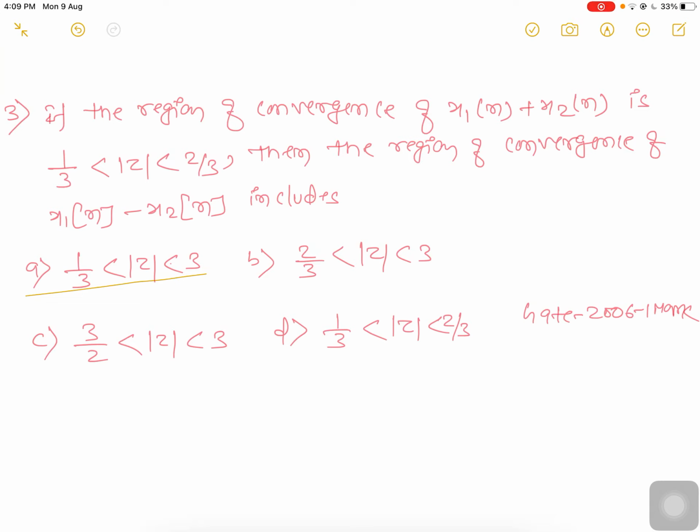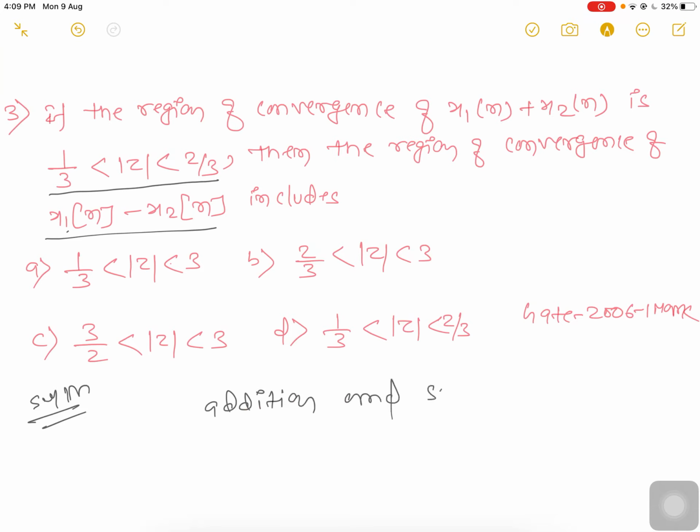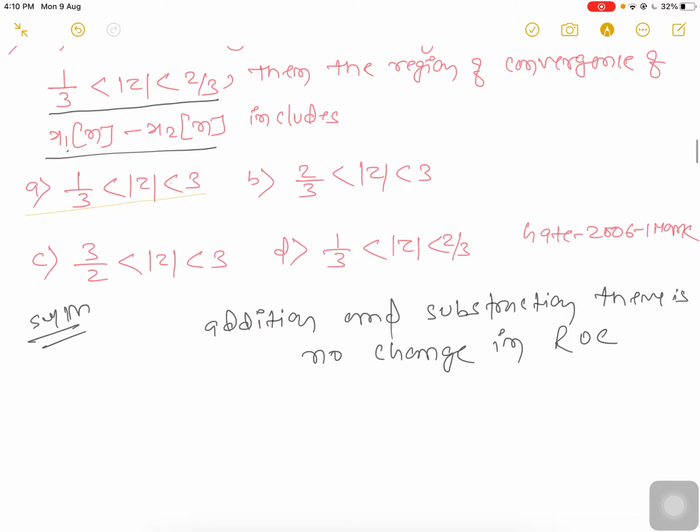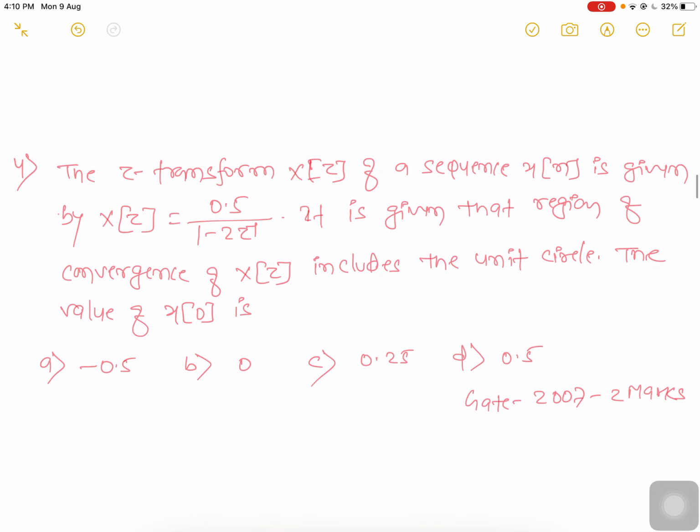Now the next question. If the region of convergence of x1[n] plus x2[n] is given as 1/3 to 2/3, then what is the region of convergence of the difference? The region of convergence will not change for addition and subtraction; there is no change in ROC.